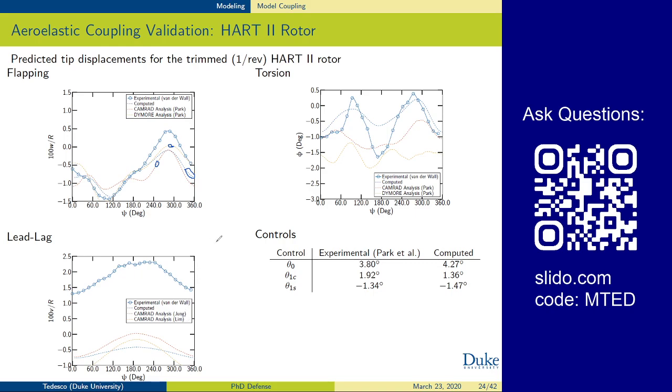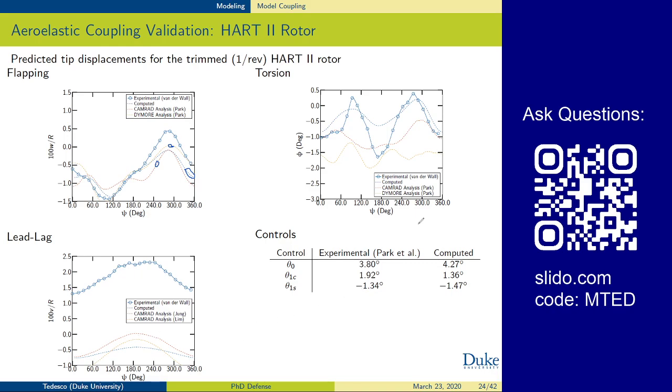So, key takeaways here. There is actually very good agreement, especially when we compare with the other methods used by Park, especially in flapping. The general trends are there. The magnitude is roughly there. And especially if we look at torsion, I would say that we're doing much better than DYMORE actually did compared with the van der Wall experimental results. The interesting thing is in lead-lag, we are at a little bit less of a magnitude compared with Jung and Lim. But this bigger difference that we're seeing here between the experimental and the CAMRAD analyses has actually been well documented in the literature and could possibly be an experimental error.